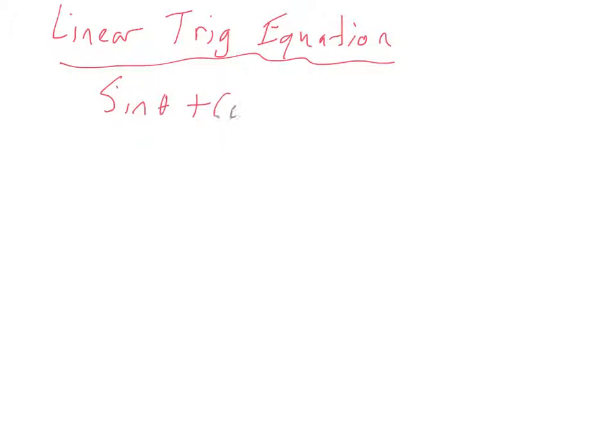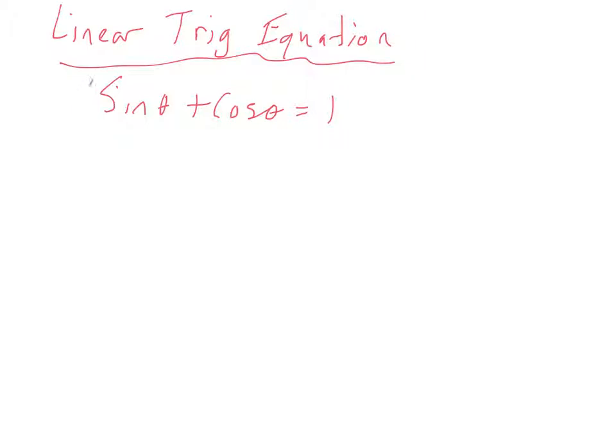sine theta plus cosine theta is equal to 1. Right, and so in this case, there isn't really a good trig identity. I mean, there are some identities that you could apply to this, of course, but there isn't one that's really going to help you out right away here. So in the case of linear trig equations, one trick to use is to start off by squaring both sides of the equation.